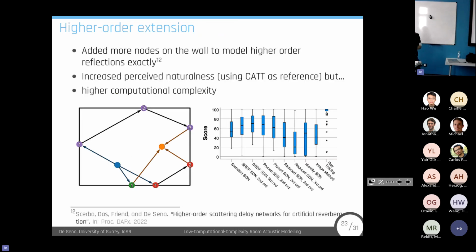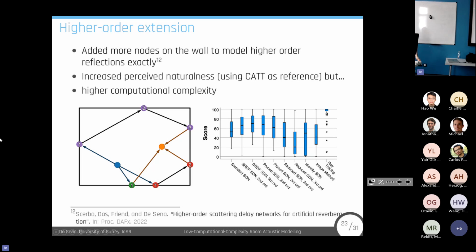Some other work that we tried to do is, what if we want higher order reflections to be correct? What do we do then? We use two approaches here. The first is adding nodes at second order or higher order positions. Also in that case, there are a few details. This is a paper at DAFx by Matteo, one of my PhD students. There are some details you need to take care of when you use this approach, because the number of delay lines increases quite a bit, and maybe the echo density increases too much. So there are things that you need to take care of.